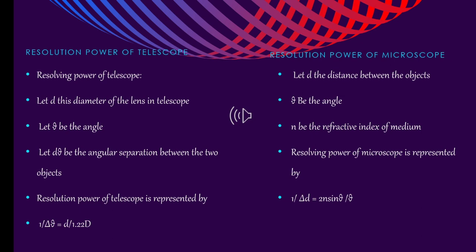Now coming to the resolving power of microscope. Let d be the distance between the objects, theta be the angle, and n the refractive index of the medium. Resolving power of microscope is represented by 1 by delta d is equal to 2n sin theta divided by lambda. These are the formulas for resolving power of telescope and resolving power of microscope.